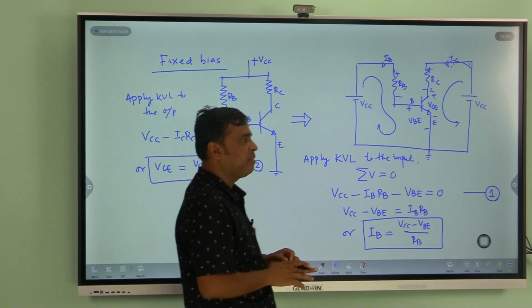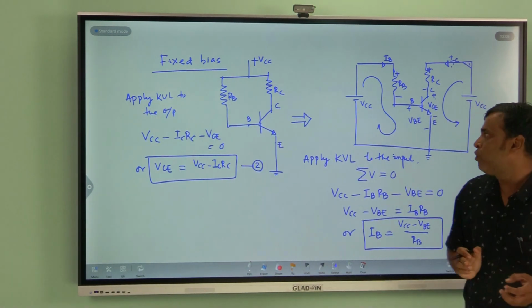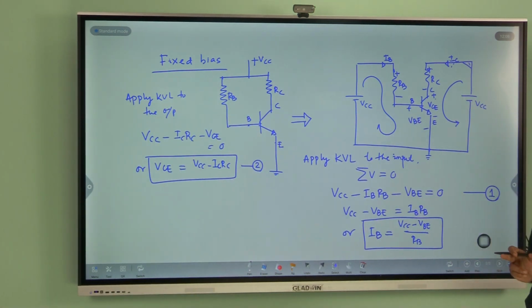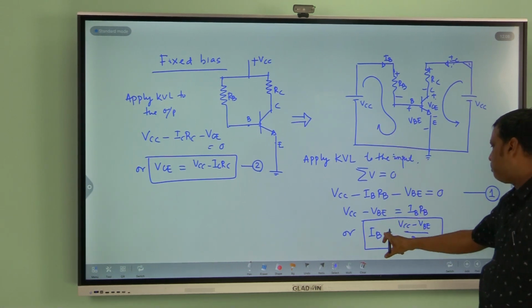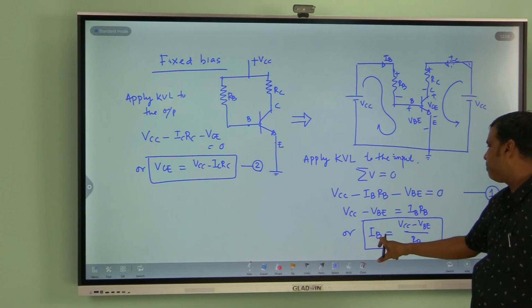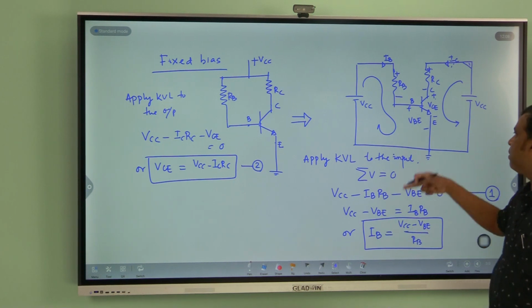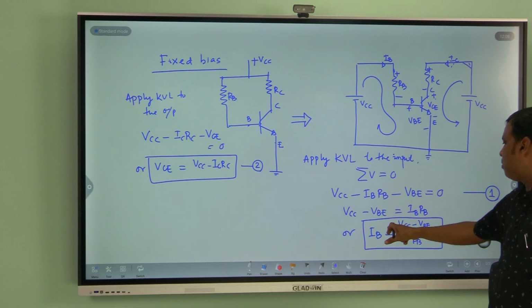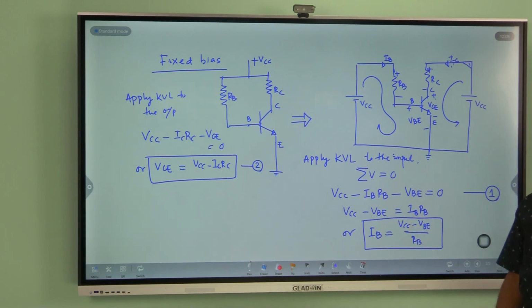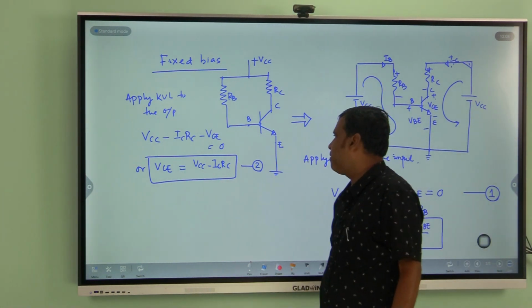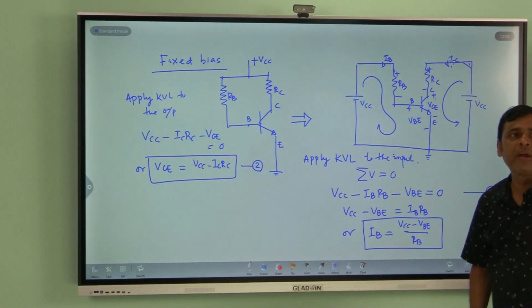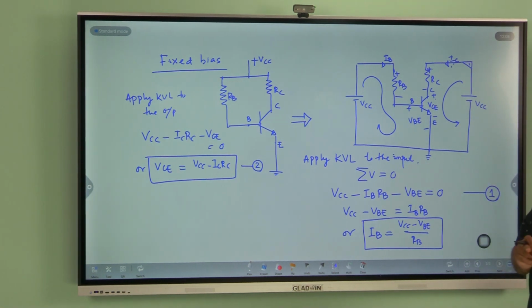So, in a fixed biasing scheme, how to find the Q point? Q point means IC and VCE. If you apply KVL to the input loop, you will get the input current, your base current IB. Once getting IB, you can calculate IC, because IC equal to beta IB, one of the operating point you can find out. Then if you apply KVL to the output loop, using this output equation you will get the VCE. So, in this way you can find out the operating point IC and VCE.